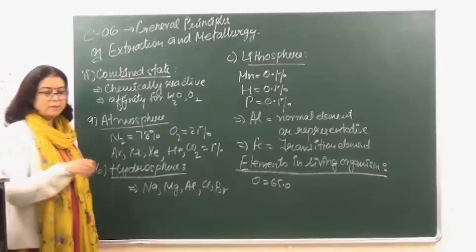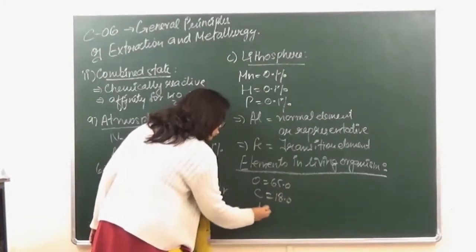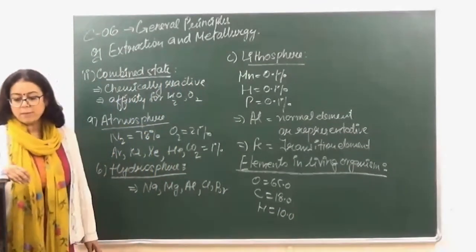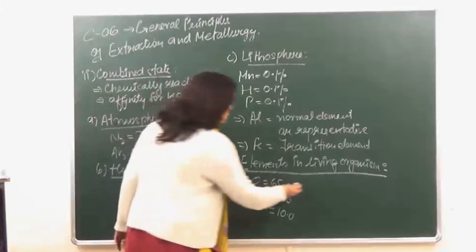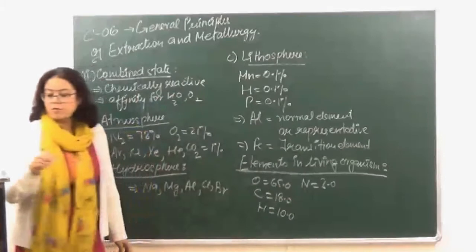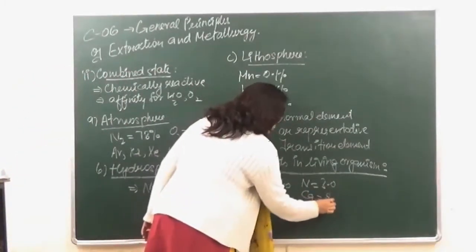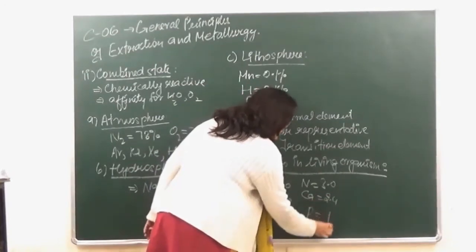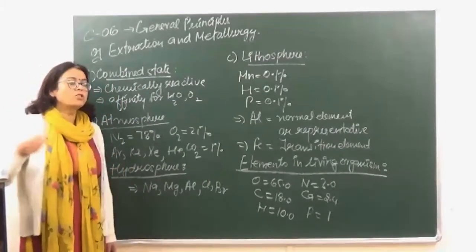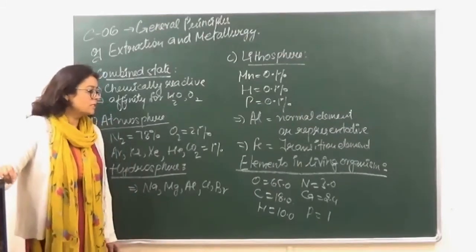फिर उसके बाद carbon 18%, hydrogen 10%. ठीक है? फिर हाइड्रोजन के बाद we have nitrogen which is 3%, and then we have calcium 2.4%, phosphorus 1%. Calcium and phosphorus, they are the major constituents of bones and teeth, right, of animals.